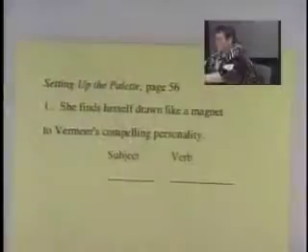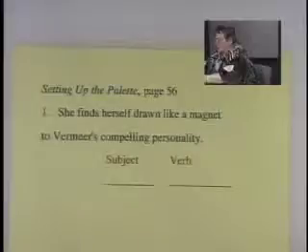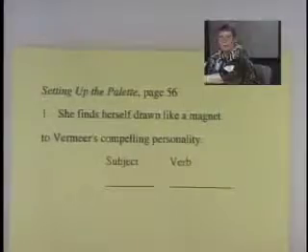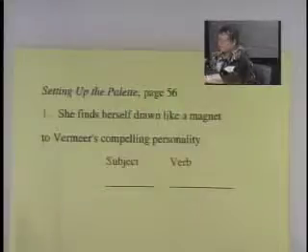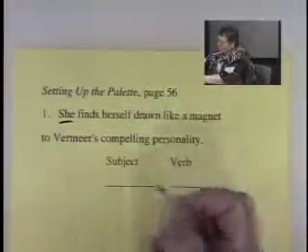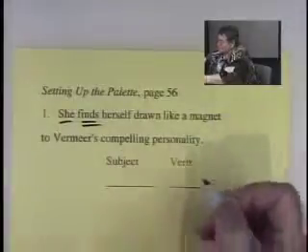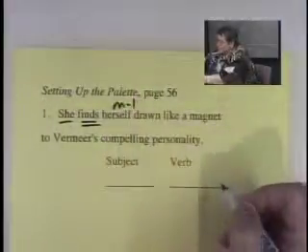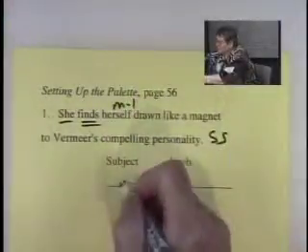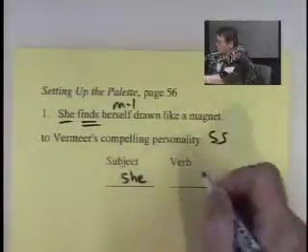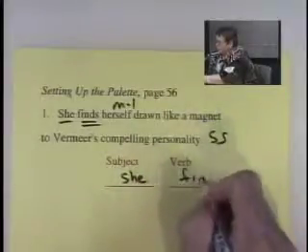Let's just try one example on this part. She finds herself drawn like a magnet to Vermeer's compelling personality. Jessica, where's a subject? She. How about a verb? Finds. Type of clause? Main clause. Type of sentence? Simple sentence. So you would write out she, and you would write out finds.